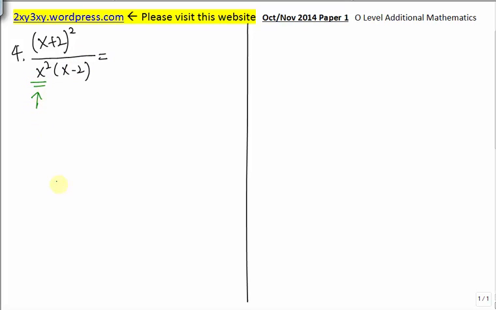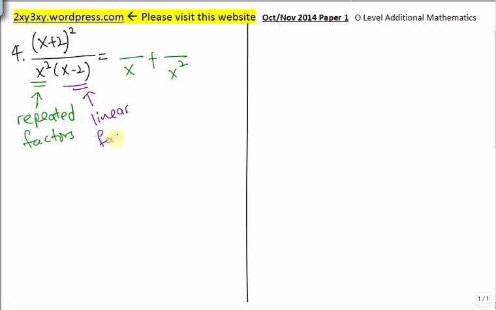Because the question says sum of three partial fractions, I'll classify this factor as a repeated factor. Repeated factors plus another linear factor here will give us three partial fractions. For the repeated factor, I'm going to repeat this factor until I reach x squared. Next, this factor here is a linear factor, so I will have an expression here.